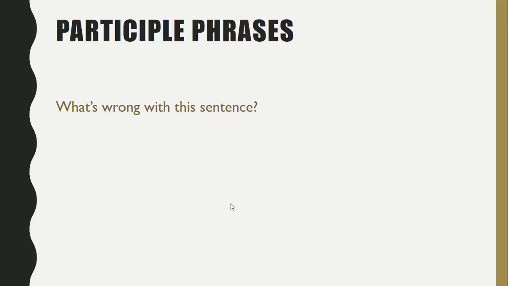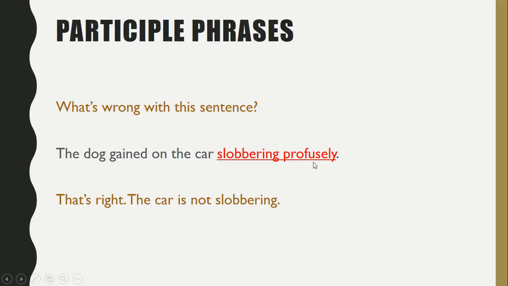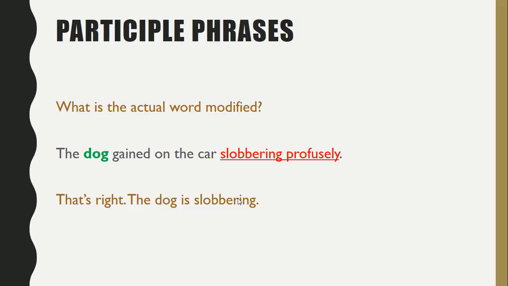Okay, what's wrong with this sentence? The dog gained on the car, slobbering profusely. That's right. The car is not slobbering profusely. The car is not doing the slobbering, but it looks like it is. So what is the word that should be modified? That's right, it's dog. So now we need to move that participle phrase, slobbering profusely, next to the dog.